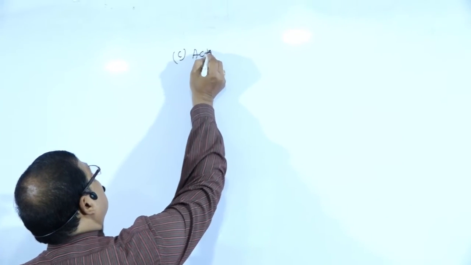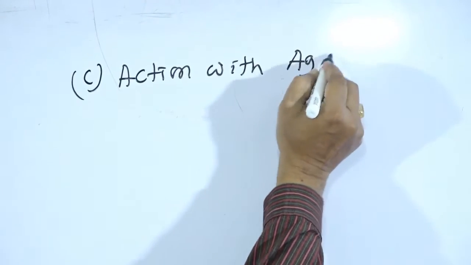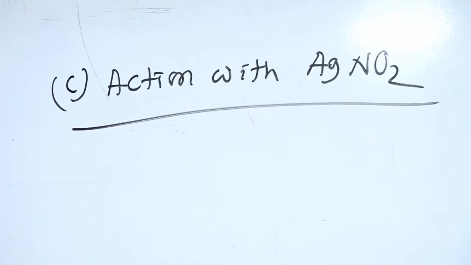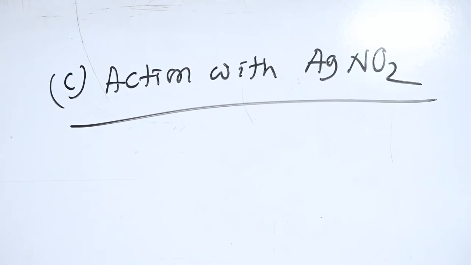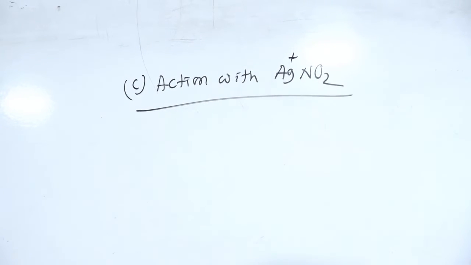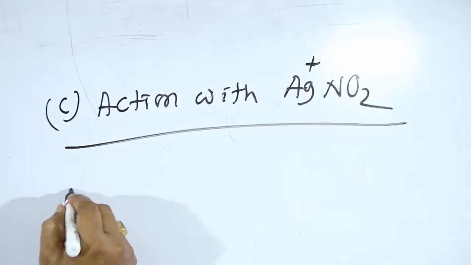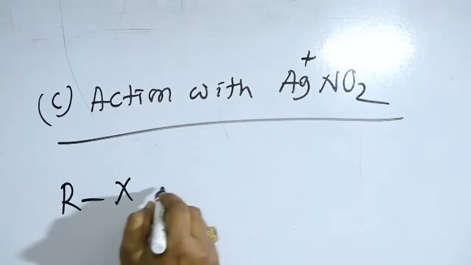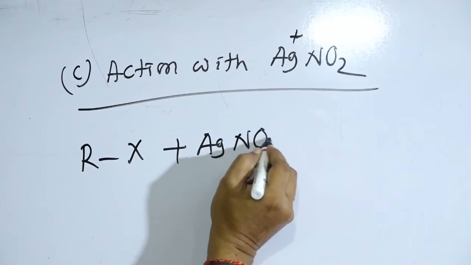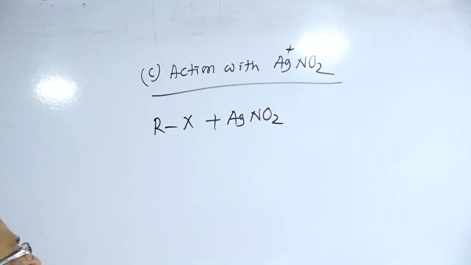Next we will discuss the action with silver nitrite, AgNO2, Ag+ NO2-. In this case, NO2- will act as nucleophile. So alkyl halide is treated with AgNO2, silver nitrite.